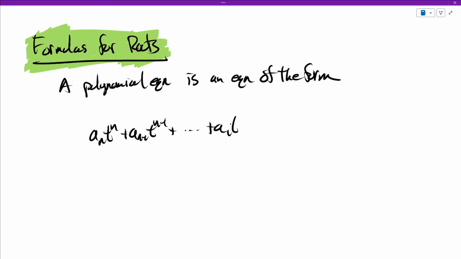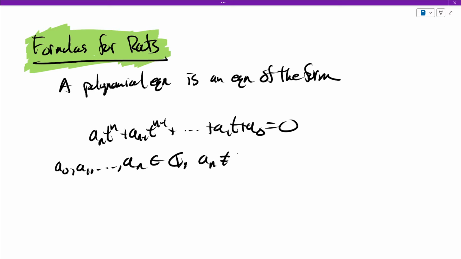expression like this, where the left-hand side's a polynomial over C, a0, a1, all the way up to an, are complex numbers. And without loss of generality, we're going to assume the leading coefficient's non-zero. Otherwise, it's sort of silly to write it. And we say that this polynomial equation has degree n.